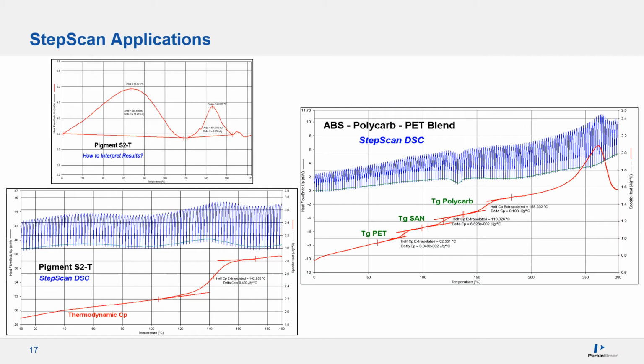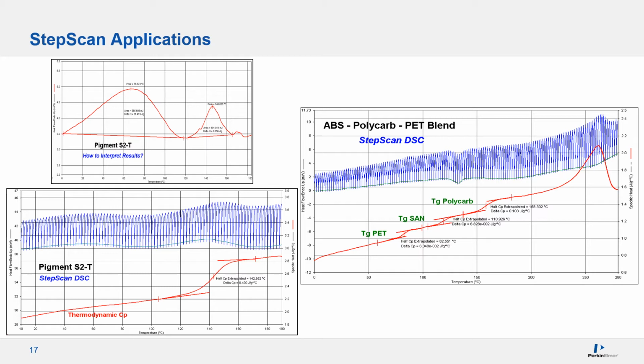Let's look at some examples using the StepScan. Top left is a pigment sample run at 10 degrees C per minute. Two big bumps with no Tg inside. When you run the same sample with the StepScan, bottom left, those bumps are moved to the Iso-K baseline, and Tg can be clearly identified in the Cp curve.